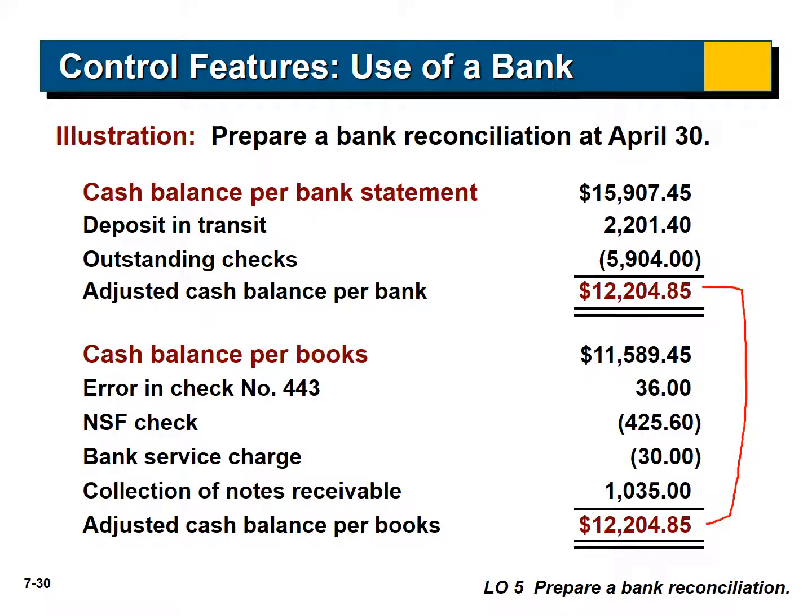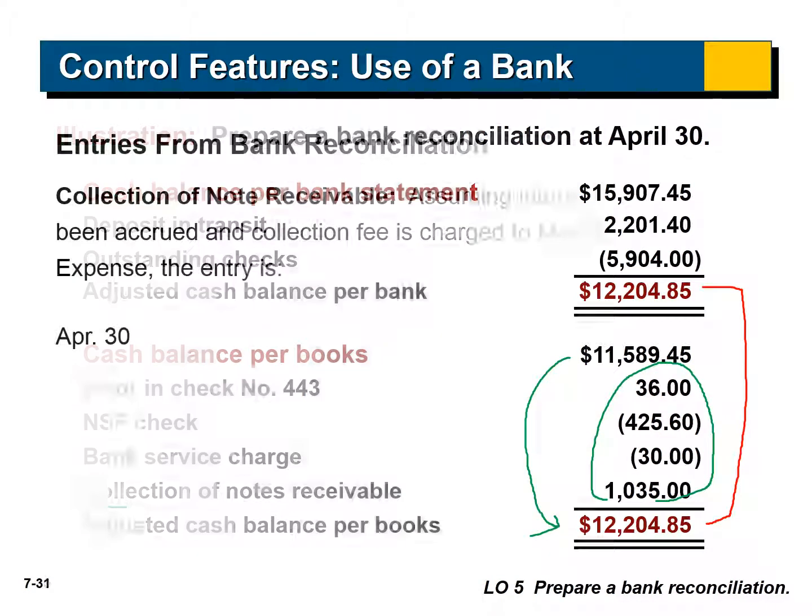Now, anything that we do over on the book side, so all of these four things that we did over here, we're going to have to make journal entries for because our books are not correct. So we need to adjust it from where it is down to where it needs to be. And to do that, we need to record adjusting entries for all four of these things.